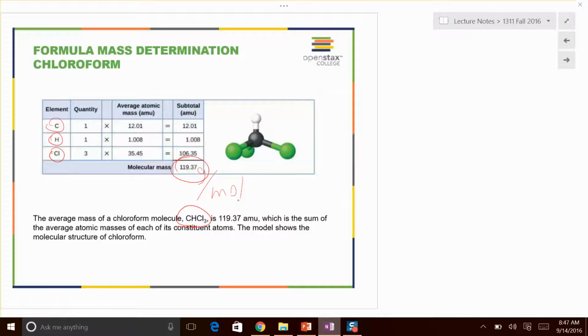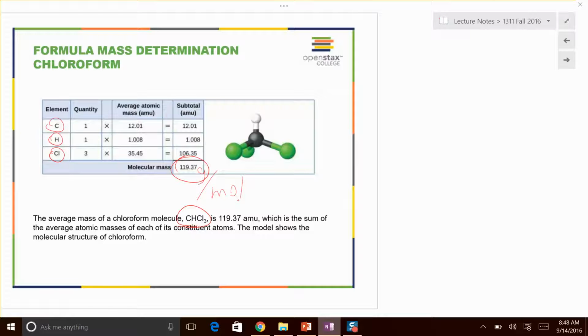So basically, if I measure out 119.37 grams of chloroform, I said carbon tetrachloride earlier, I was forgetting this hydrogen, then if I measured out 119.37 grams of it, that would mean that I have 1 mole of it, because it's 119 grams for every mole. So once we figure out that mole concept, we'll have a better idea what that means.